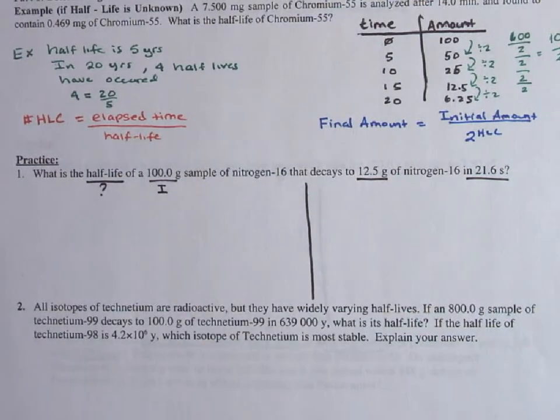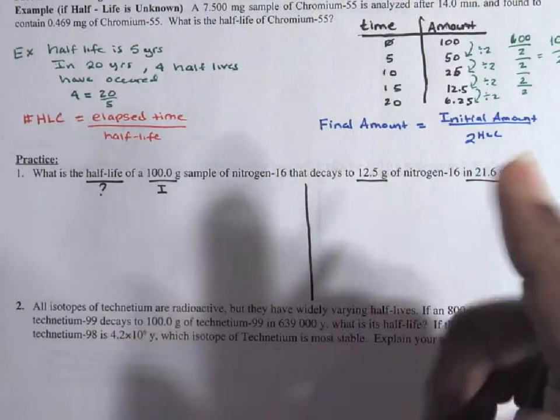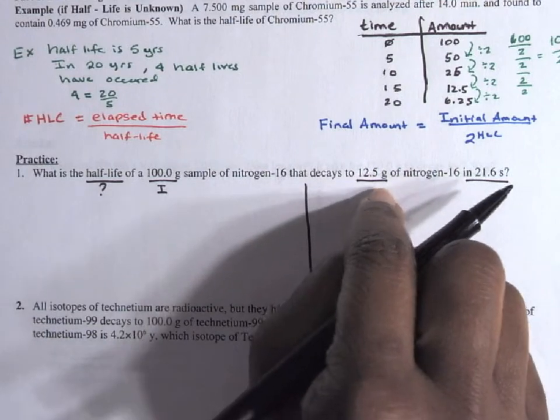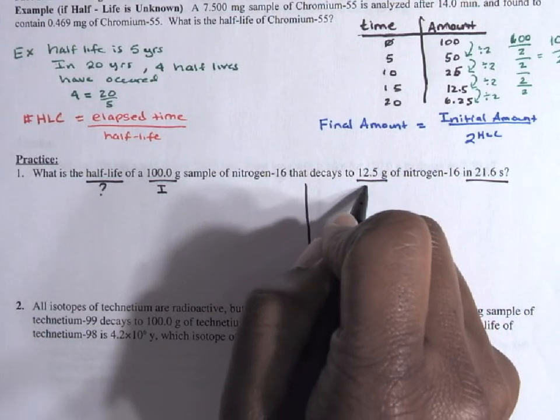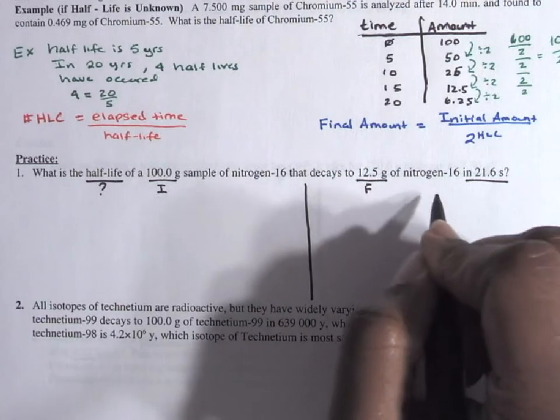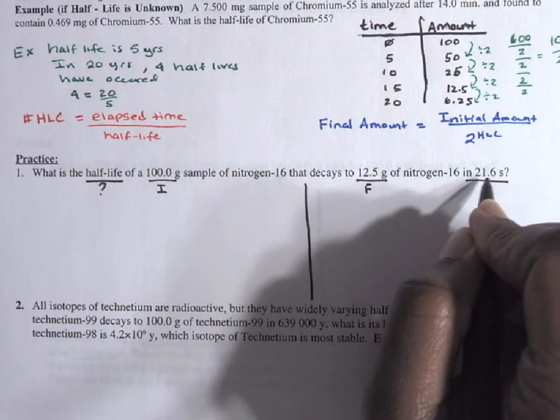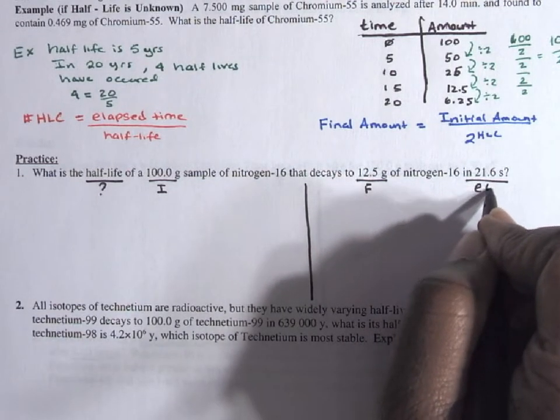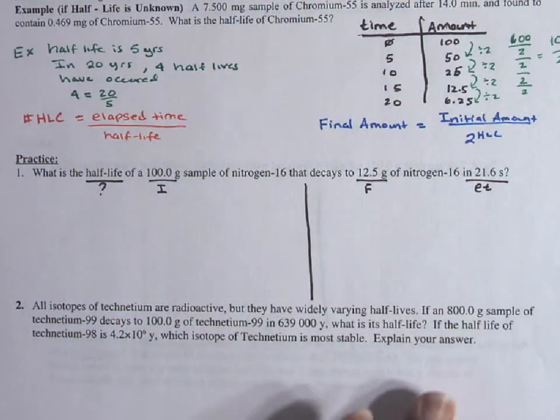And this 100 grams is our initial amount. I'm going to give that an I. This is what we're starting off with. And it decays to 12.5 grams, so that's our final amount. That's what we end up with. And they tell me that happens in 21.6 seconds, so this is the elapsed time. I'm going to use lowercase et for that.